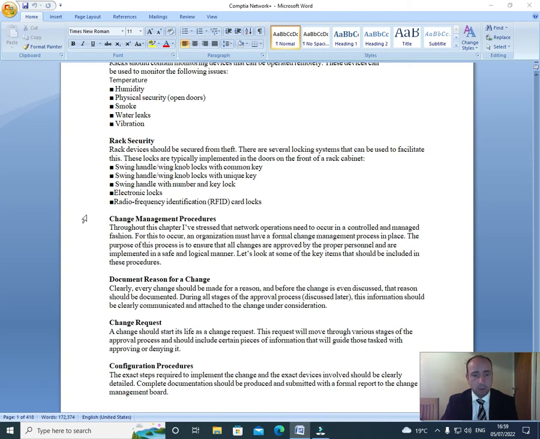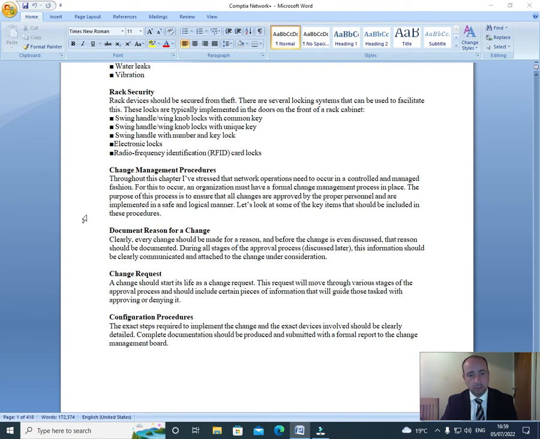Swing handle, wing knob locks with common key. Swing handle, wing knob locks with unique key. Swing handle with number and key lock. Electronic locks, radio frequency identification, RFID card locks.